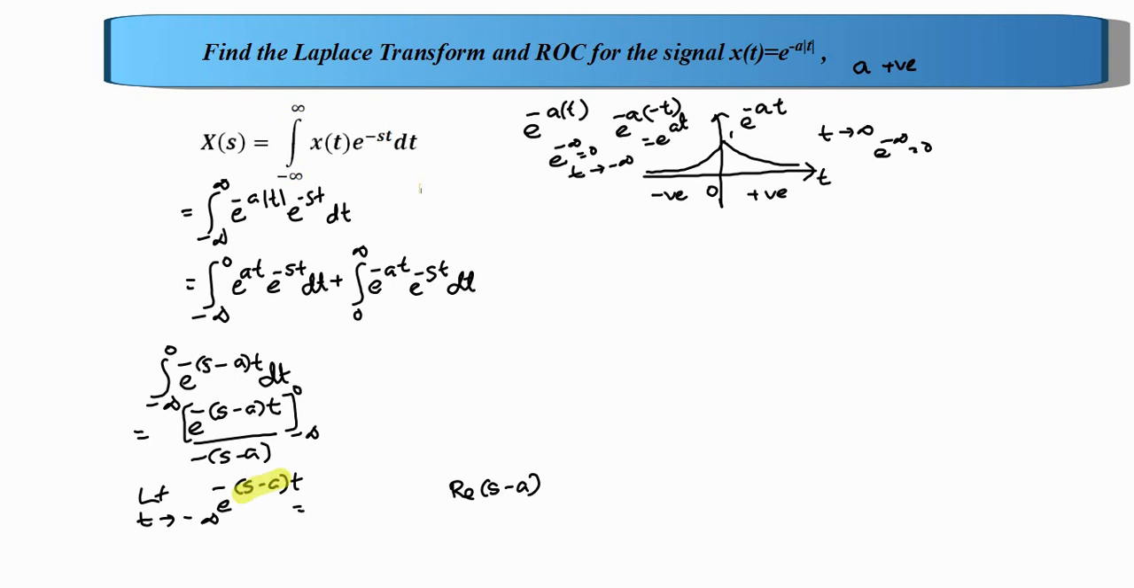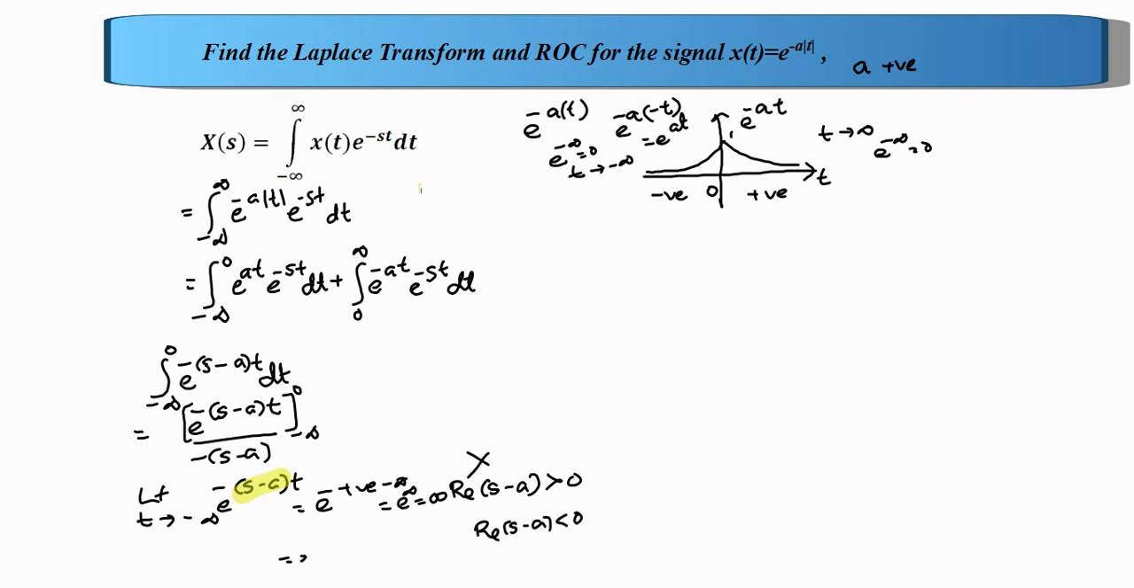So if s minus a is greater than 0, that is positive, so e raised to minus here is positive and t is negative, so as a total you will get e raised to infinity. E raised to infinity is equal to infinity. So we don't prefer this particular case, and next we will try the real part of s minus a less than 0.